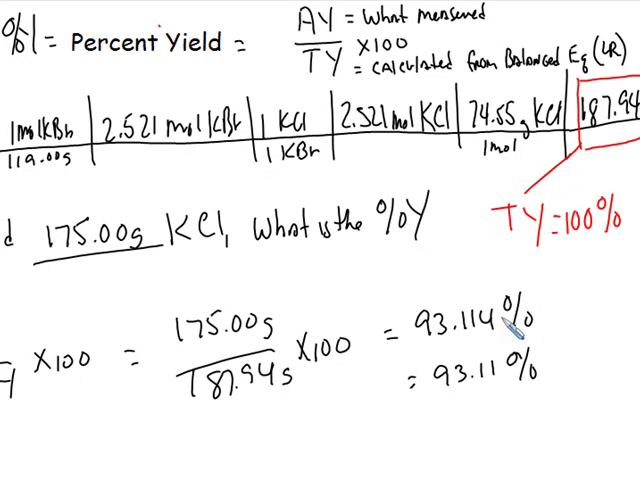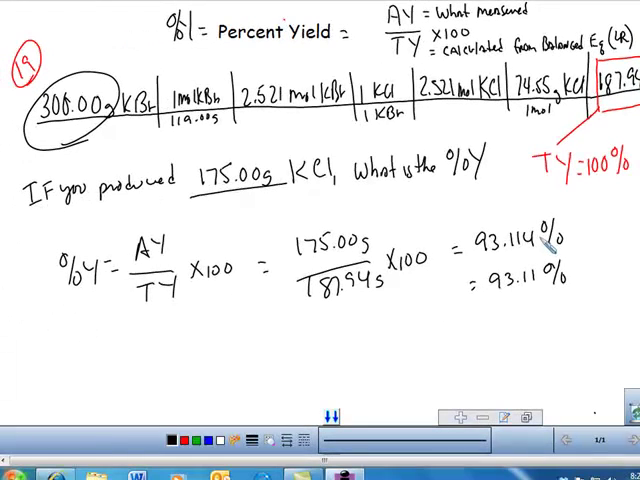Now, here's a more difficult question. Let's suppose that you were given the percentage, and they say, okay, according to the balanced chemical equation above, and so on and so forth, you have a 93.11% yield. What was your actual yield? You understand that?